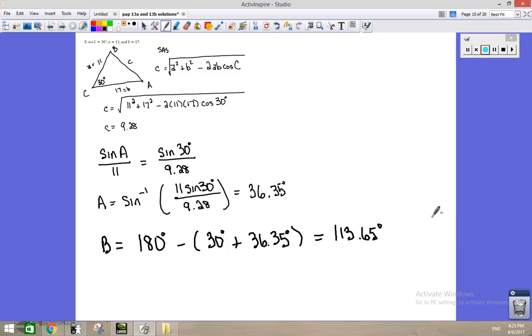They gave us the measure of angle C. We found the measure of angle A and the measure of angle B. They gave us the lengths A and B, and we found the length C. We've done everything. We're done.